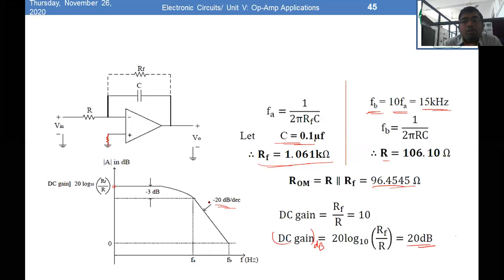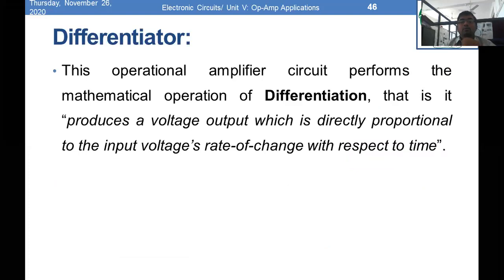Now we have to move to the next circuitry, that is the differentiator. The name suggests what the function of this circuitry is.